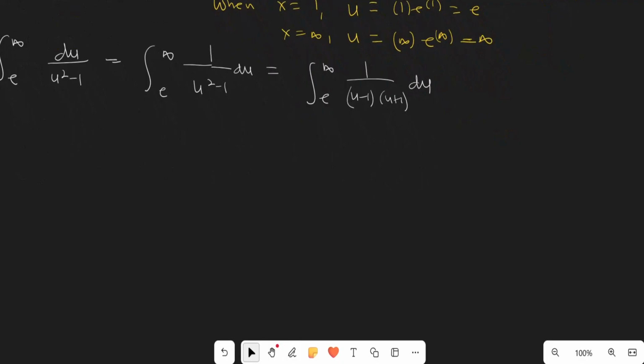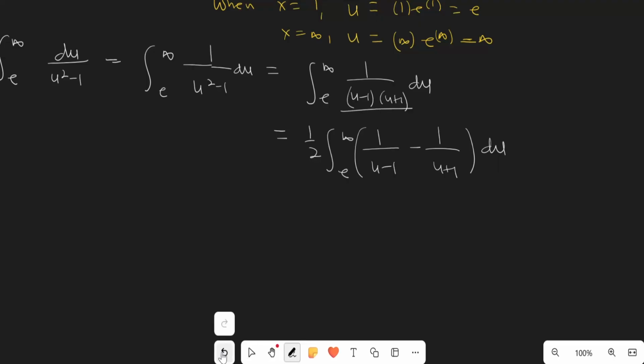And this one, using partial fractions, we can easily split this into 1/2 the integral from e to infinity of 1 over u minus 1 minus 1 over u plus 1, all this du. That is how this one can be split using partial fractions. See that you can do that here real quick. 1 over u minus 1 minus 1 over u plus 1. That is u plus 1 minus u minus 1, and that is equal to 2 over u squared minus 1. So in order to cancel these two, we have to multiply by half, which is what we have here.